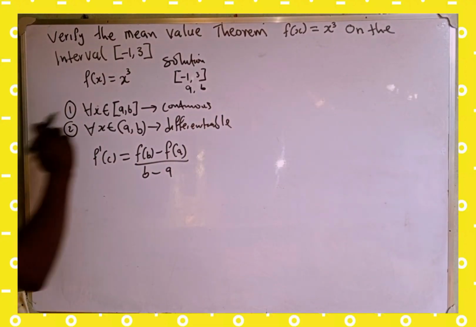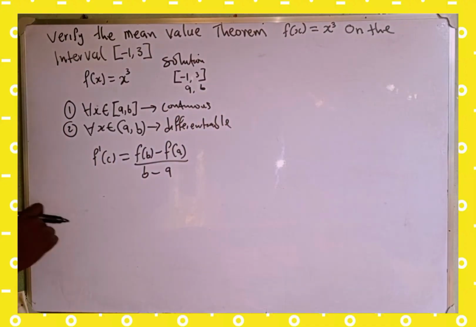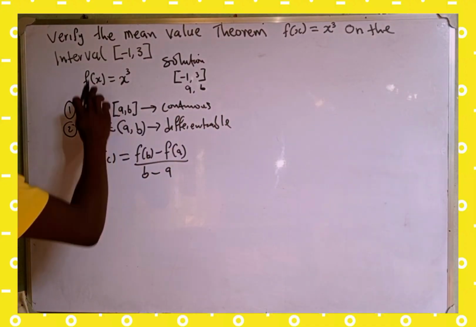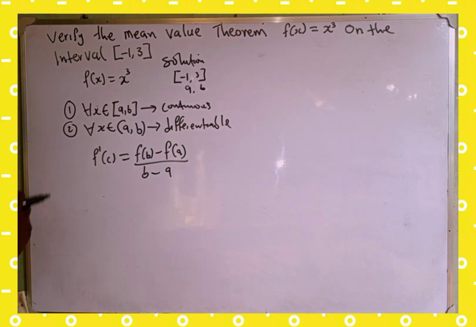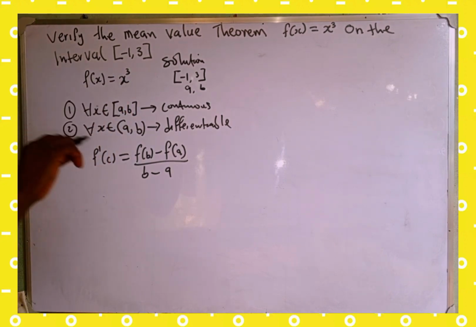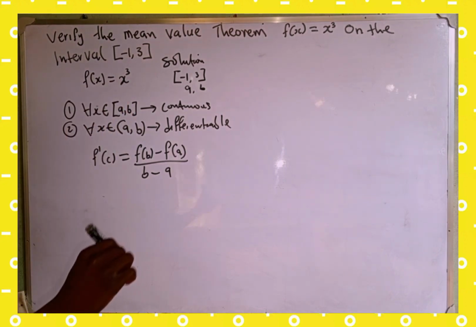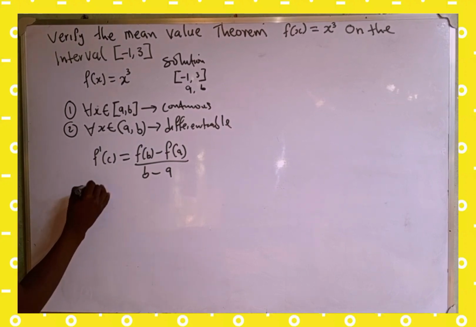Now let us see. If you look at this function, x to the power of 3 is a continuous function. Also, f of x equals x cubed is a polynomial function, and any polynomial function must be differentiable. So now let us look at number 3, f prime of c.